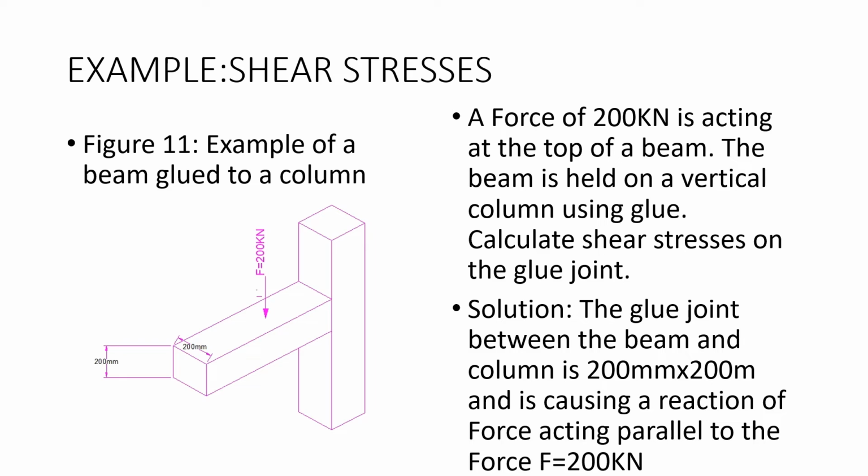Another example of shear stresses, you can see here you have got a beam which is glued to a column, and there is a vertical force acting on the beam. A force of 200 kilonewton is acting on top of the beam. The beam is held on a vertical column using glue. Calculate the shear stresses on the glue joint. Solution: the glue joint between the beam and the column has dimension 200 millimeters by 200 millimeters and is causing a reaction force acting parallel to the force of 200 kilonewton.